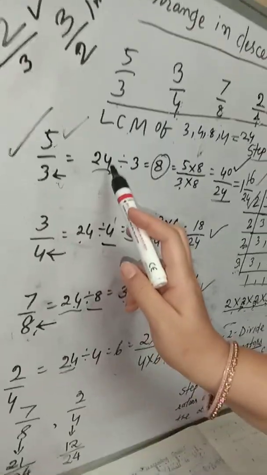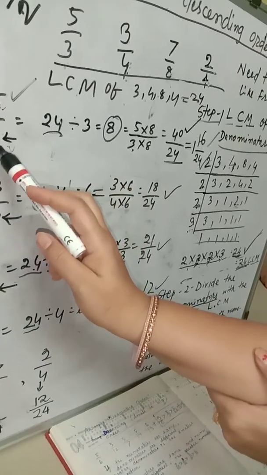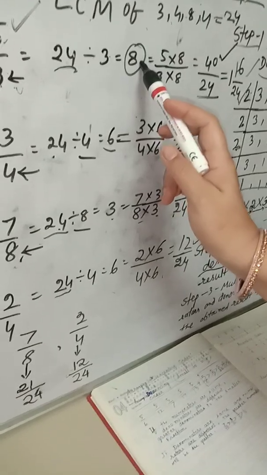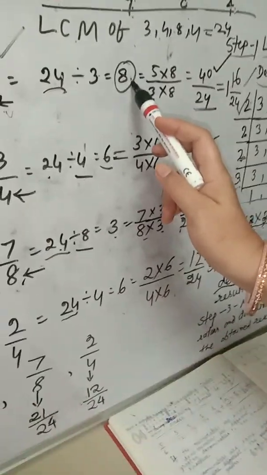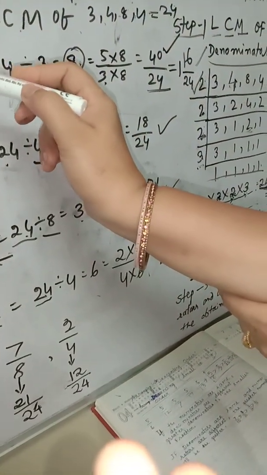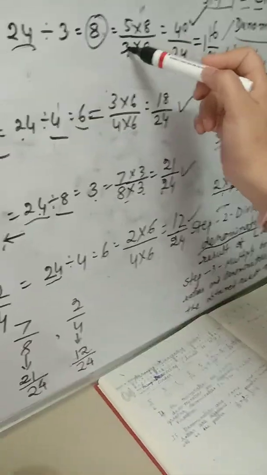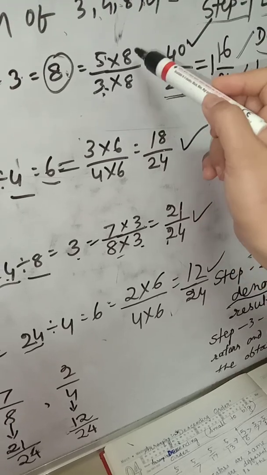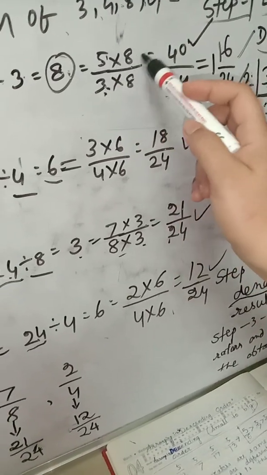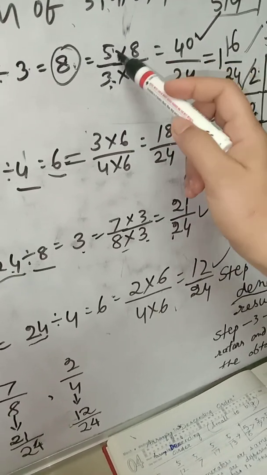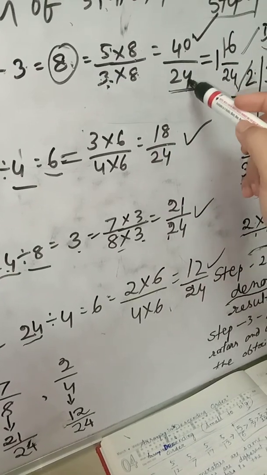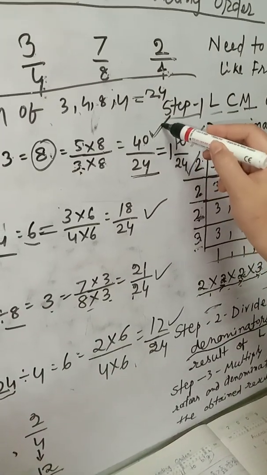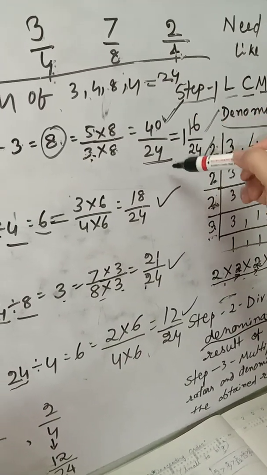So now we are going to divide 24 by this denominator. 24 divided by 3 is equal to 8. Now 8 is the result. Now we have to multiply both the numerator and denominator of 5 upon 3 with 8. So 5 into 8, 3 into 8. 5 8s are 40, 3 8s are 24. So the first fraction we got is 40 by 24.